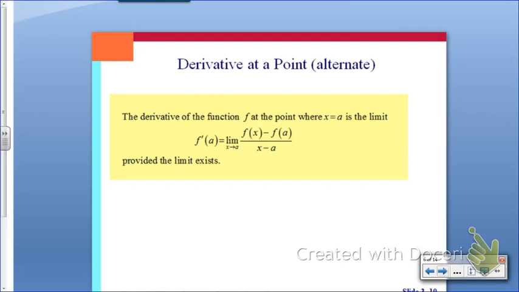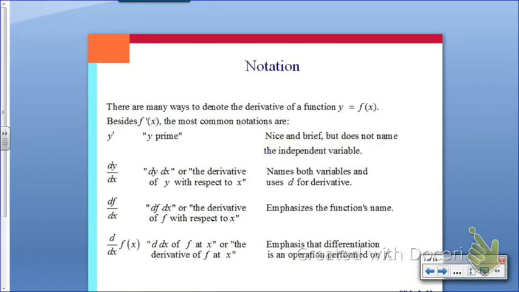Another alternate definition of derivative is the limit as x approaches a of f of x minus f of a over x minus a, where the limit exists. These are all different notations for derivative: y prime, dy dx, which is the derivative of y with respect to x, df dx, and d dx of f at x, or the derivative of f at x.